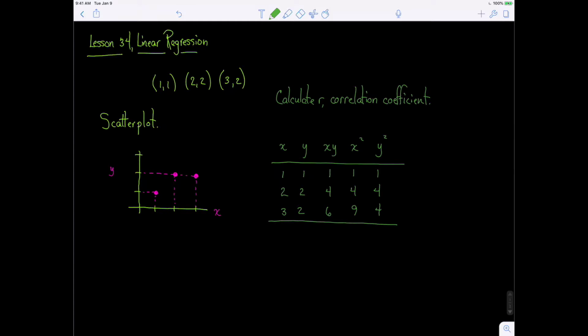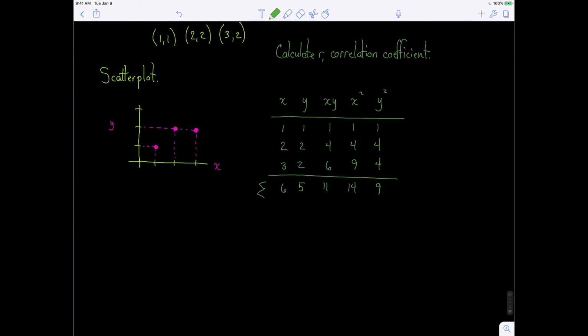And now our final row is going to be the sum. The sum of the x's is 6. The sum of the y's is 5. The sum of the xy's is 11. The sum of the x squareds is 14. And the sum of the y squareds is 9. Okay, and I think we've got that. So now we have all the pieces that we need.